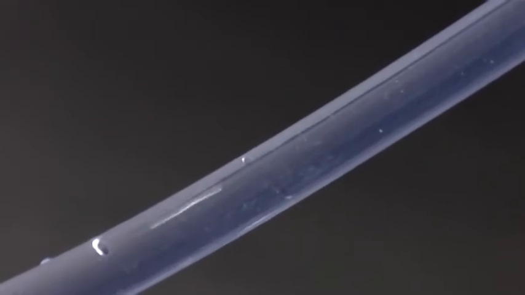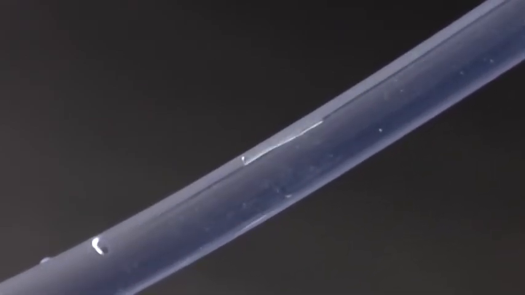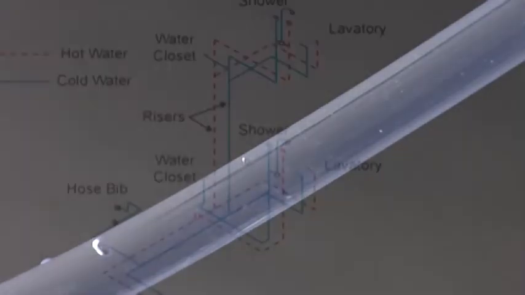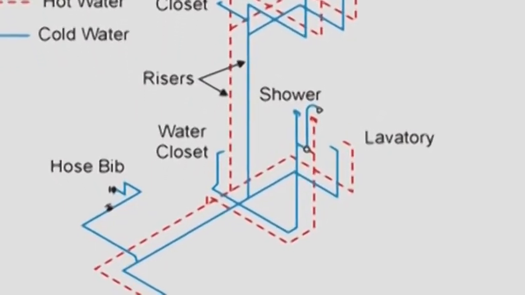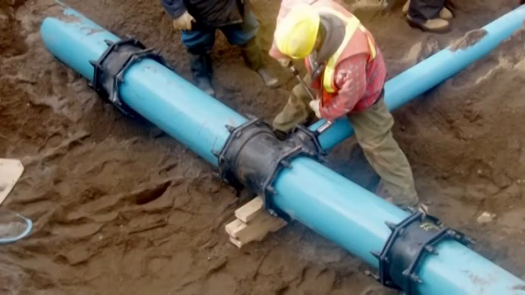Cohesion is the property of water that makes its molecules cohere or stick to themselves. Understanding of these concepts is important when designing water supply and drainage systems.